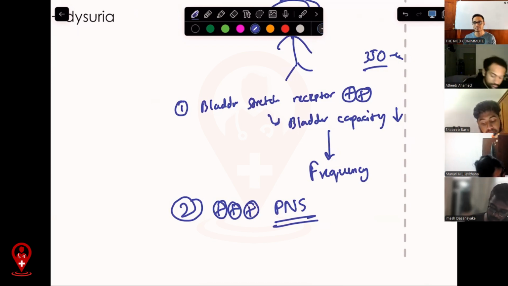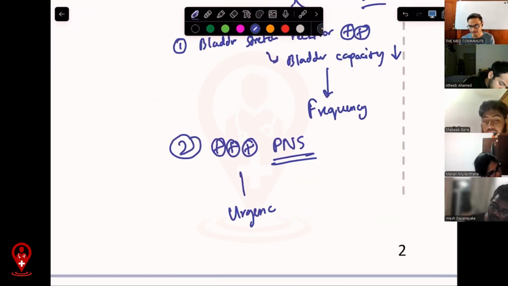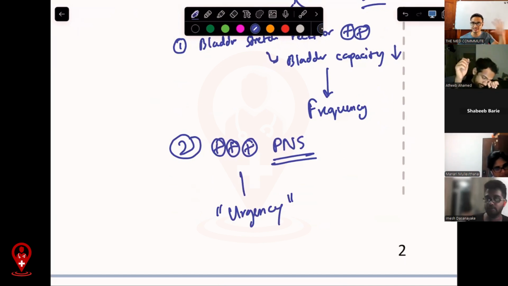Why? Parasympathetic nervous system hyperstimulation, right? This is when he feels like, okay, now I'm going to pee myself. This is what we call, guys, urgency. He wants to urgently go. This is urgency. So what are you going to see? The patient is going to run to the washroom. Initially he was walking to the washroom. Now halfway through, he's going to start running. This is urgency.